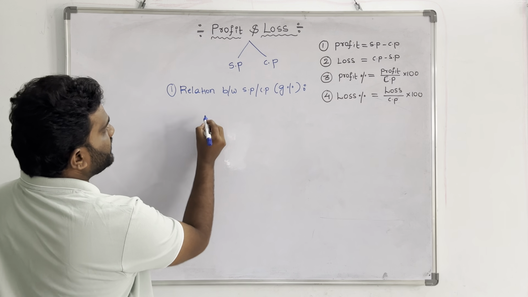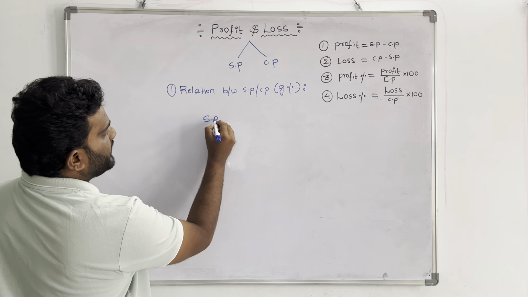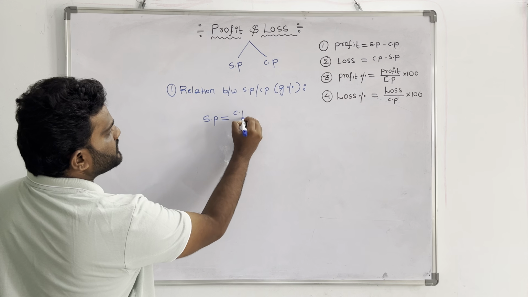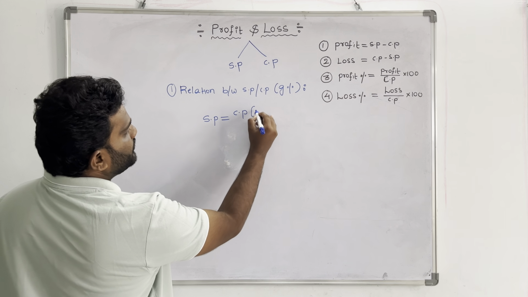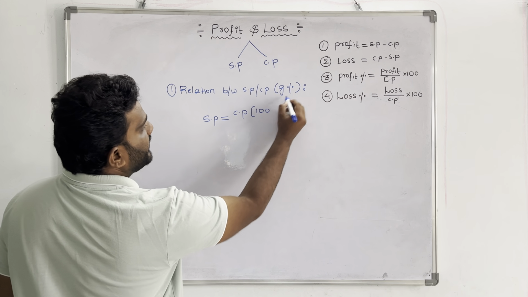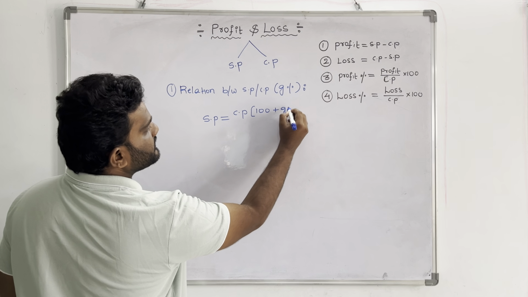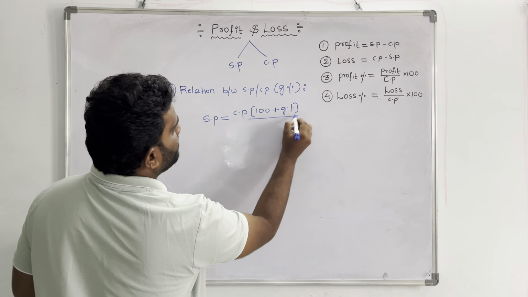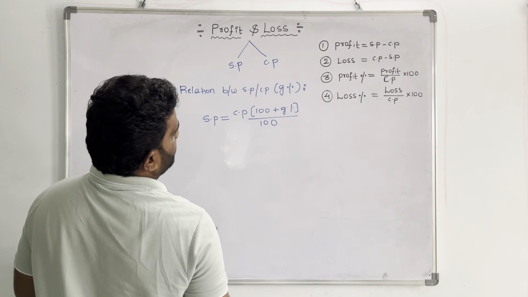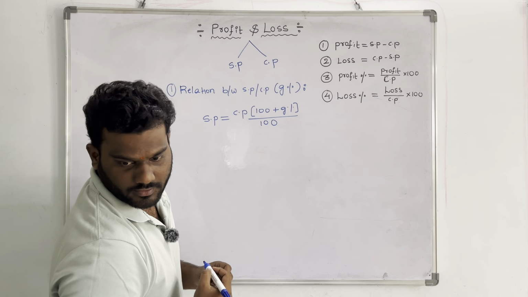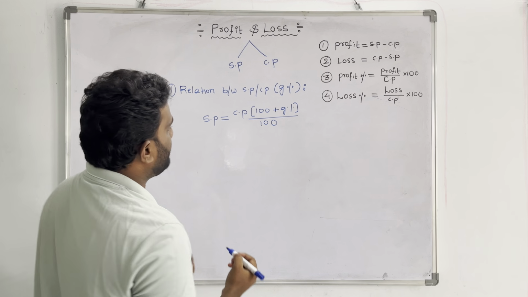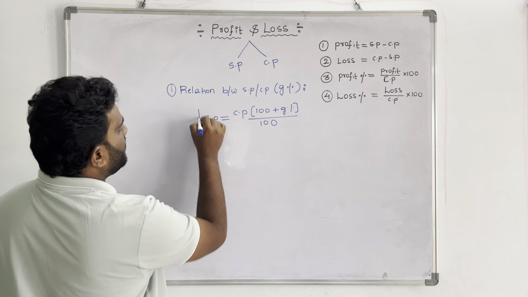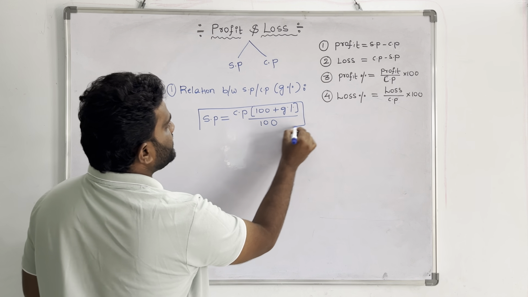Okay, so what is the relation? Selling price is equal to cost price into 100 plus g, whatever the gain percentage given in the question, divided by 100. This is the gain formula. So this is the formula when gain percent is given.